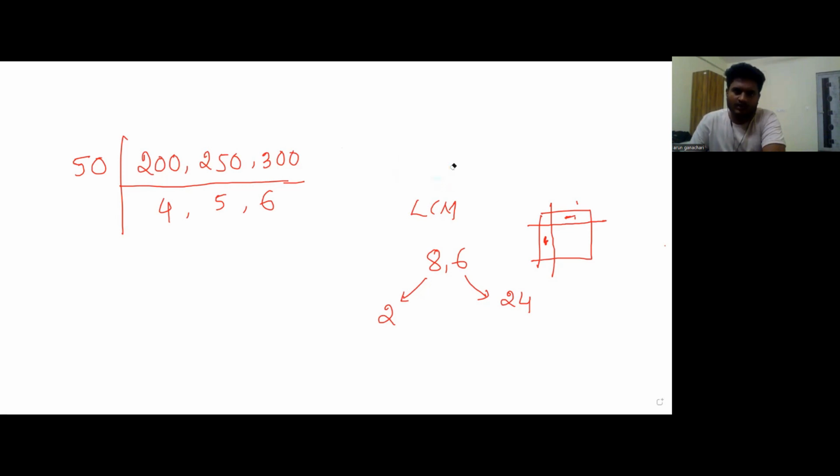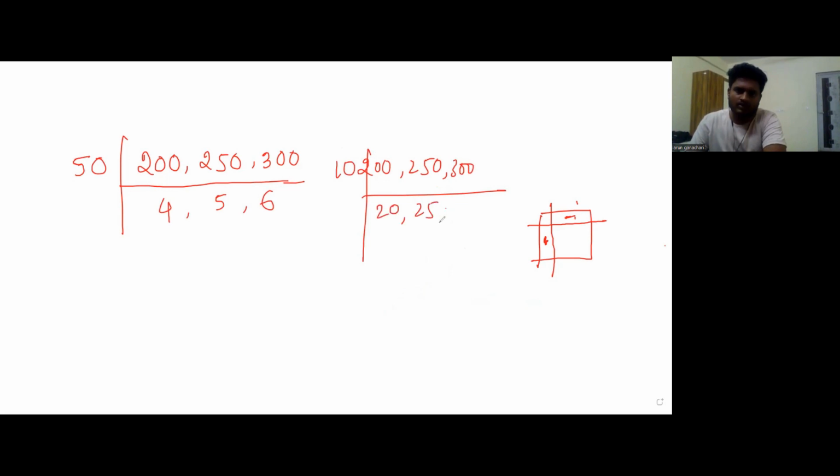There is no problem with that also. Eventually, we'll reach there. But we'll take one extra step. If you had written for 200, 250 and 300, then we would have taken it as 10 20s, 10 25s, 10 30s. And when we have taken, would have taken it as 5 4s, 5 5s, 5 6s. So we would have done one extra step. Both are same. We can further divide it as what?